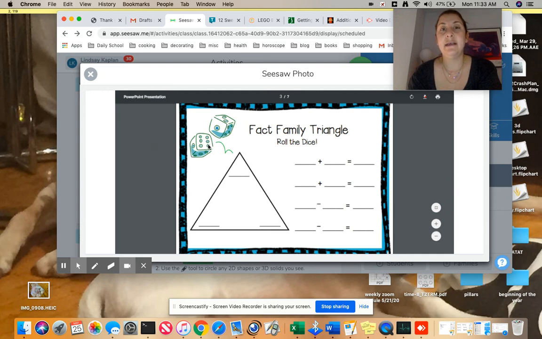So let's say, for example, in this one, they showed that they rolled a 6 and a 2. So I automatically know that my 2 parts are going to be 6 and 2.